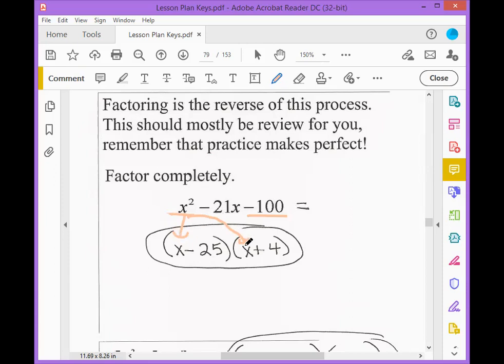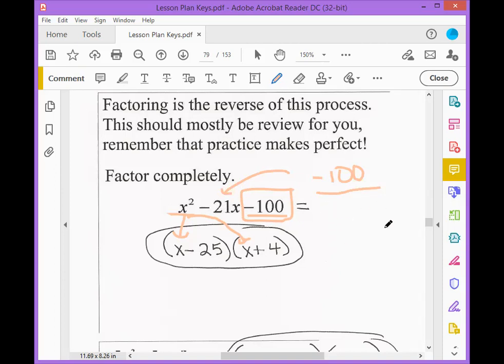Now, the first term in both sets of parentheses would be the two terms you multiply together to get x squared. So x times x, we place that first in both sets of parentheses. Now, let's look at our last term. Our last term is negative 100. We've got to find two numbers that multiply together to give us negative 100, but when we add them, we want to get our middle term, negative 21.